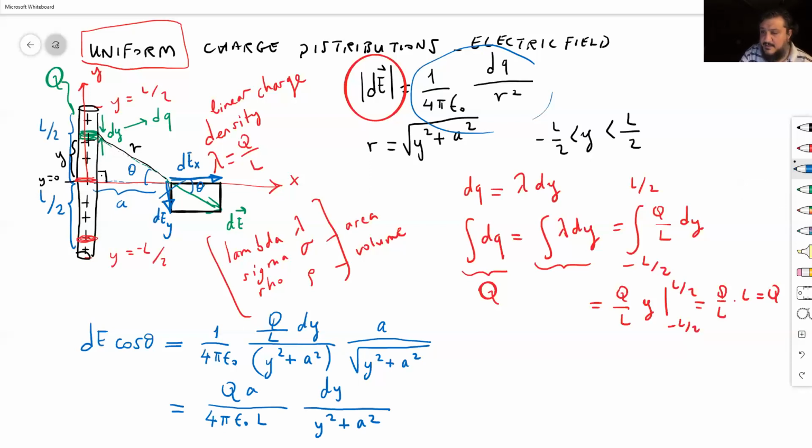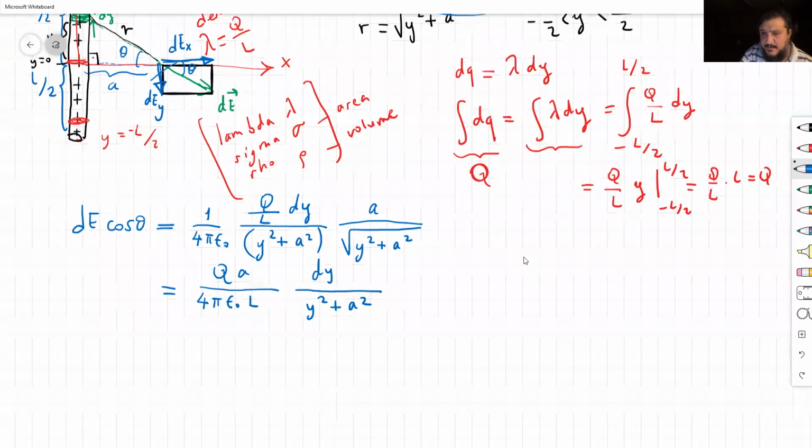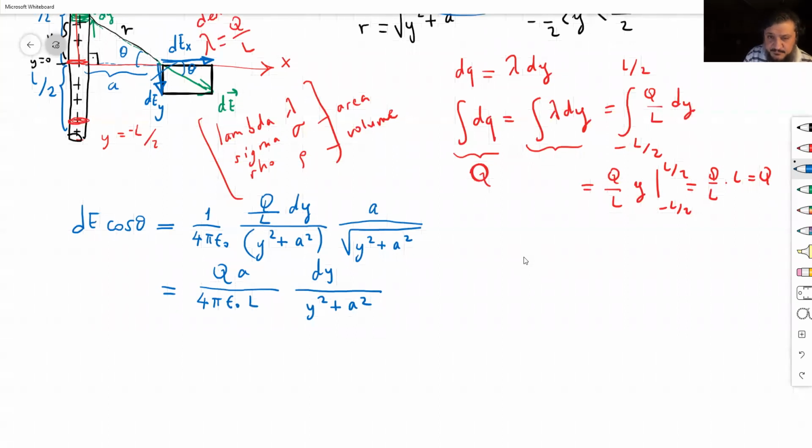All right, now I guess you know what's going to happen now, right? We're going to integrate this. So these are just constants. y varies between negative L over 2 and positive L over 2. Okay, I forgot to add this here. y squared plus a squared, there's 1 and 1/2, so 3/2. Okay, our integrand is 1 over y squared plus a squared to the power 3/2.